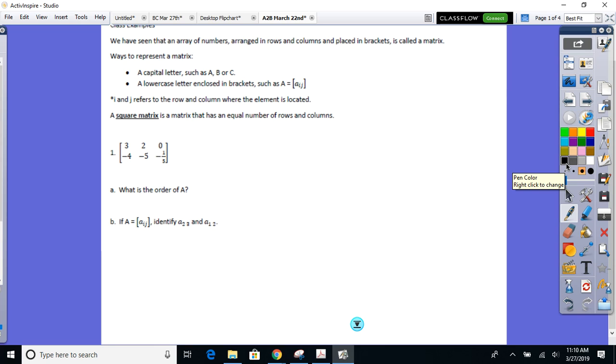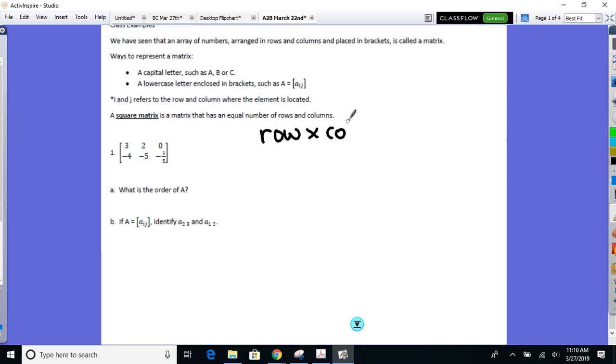How do I name the size of a matrix? Row by column. How many rows it has by how many columns it has. That's referred to as the order. Question A asks what's the order of this matrix. That matrix in number 1, how many rows does it have? 2. And how many columns? 3. So this is a 2 by 3 matrix. You always go row by column.